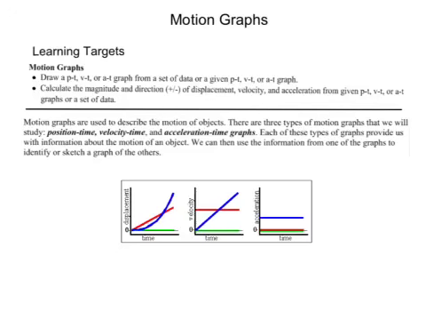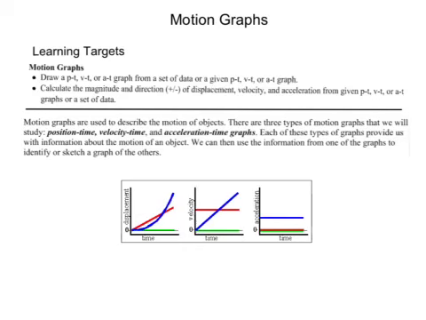Okay, so here we go with motion graphs. Motion graphs are another way to describe the motion of objects. And there's three types of motion graphs that we're going to pay attention to. There's position time, velocity time, and acceleration time graphs.